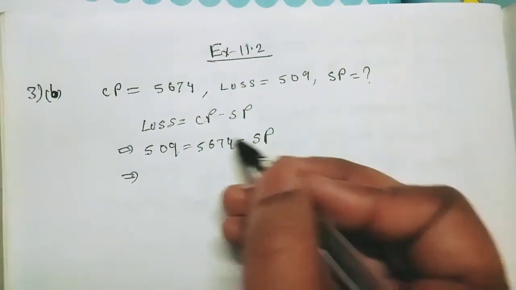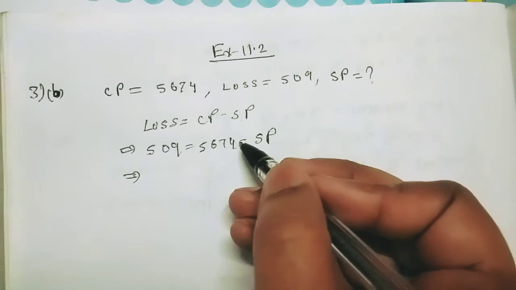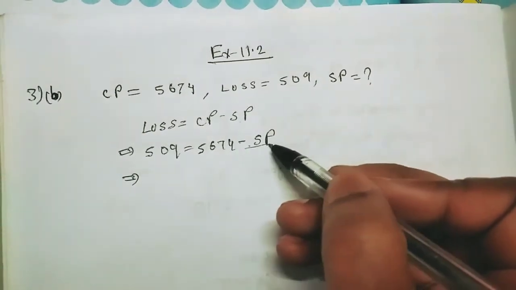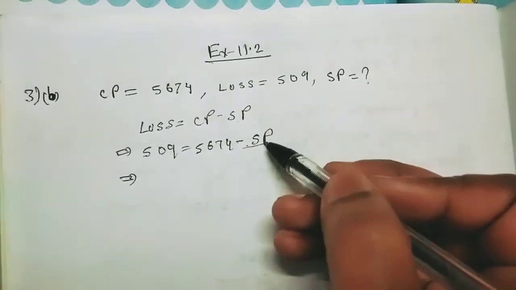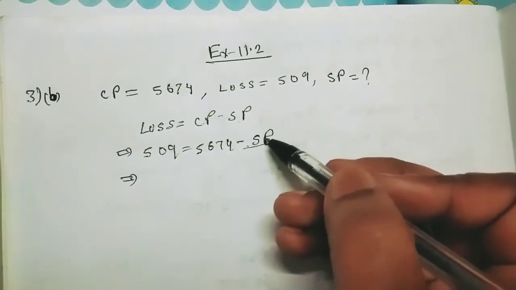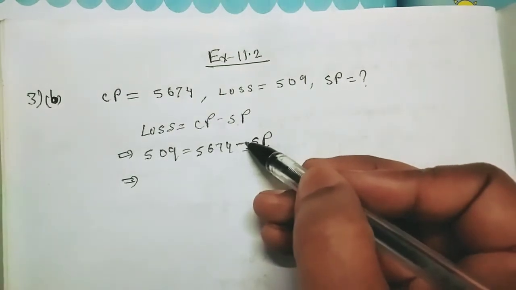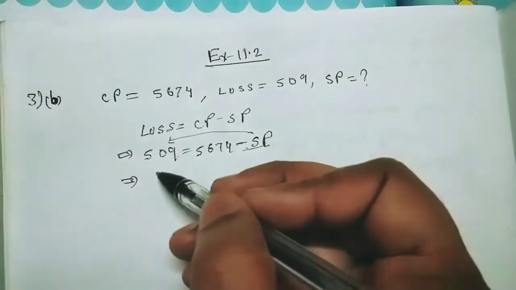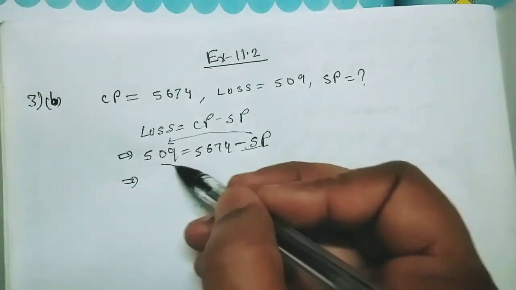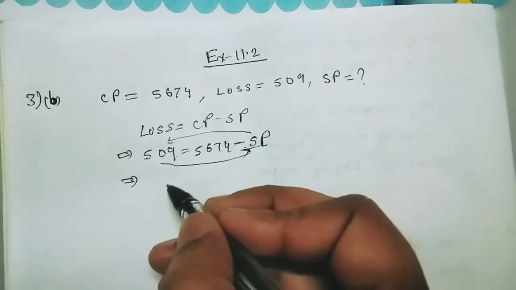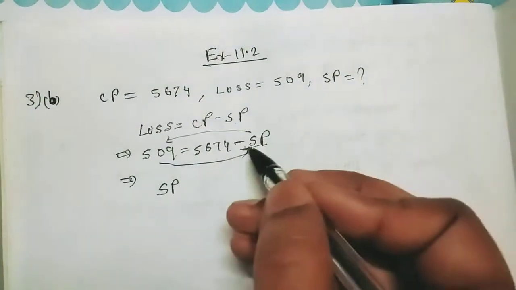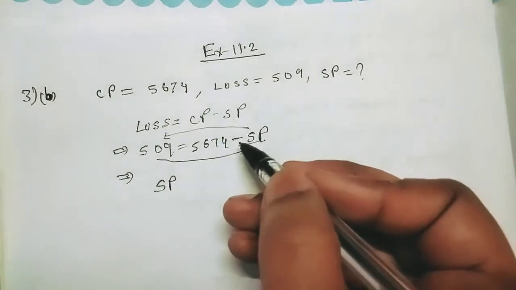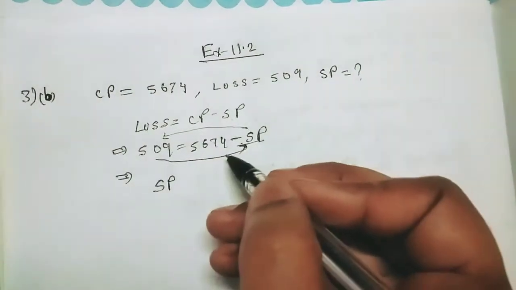Now what we do, we'll transfer the numbers. So here you can see SP is negative. Whatever quantity you have to find out, you have to make it positive. Understood? Always remember this. So this is negative, that means it is minus. So we'll bring this to this side. That means we'll transfer this side, and this 509 will go this side. So minus SP will become plus SP. That means it will become positive. Whenever any quantity is transferred, the sign will change.